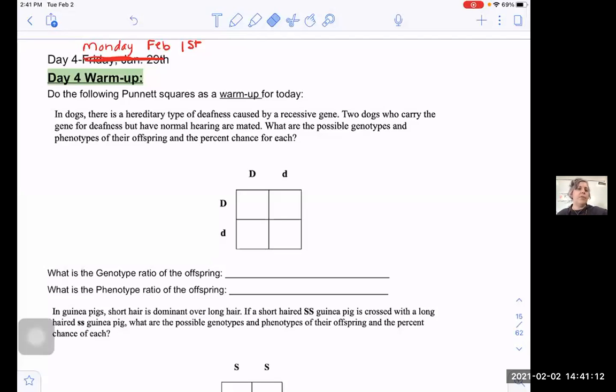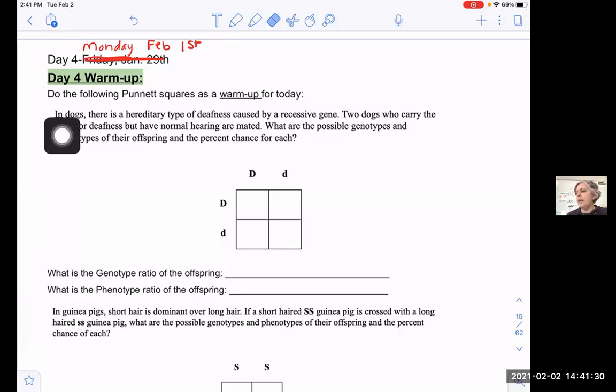Doing a day 4 warm up. And hopefully, like I said, you were supposed to do this yesterday. So hopefully this is just review, but I do want to go over one of these with you and remind you how to do a single trait or a monohybrid cross.